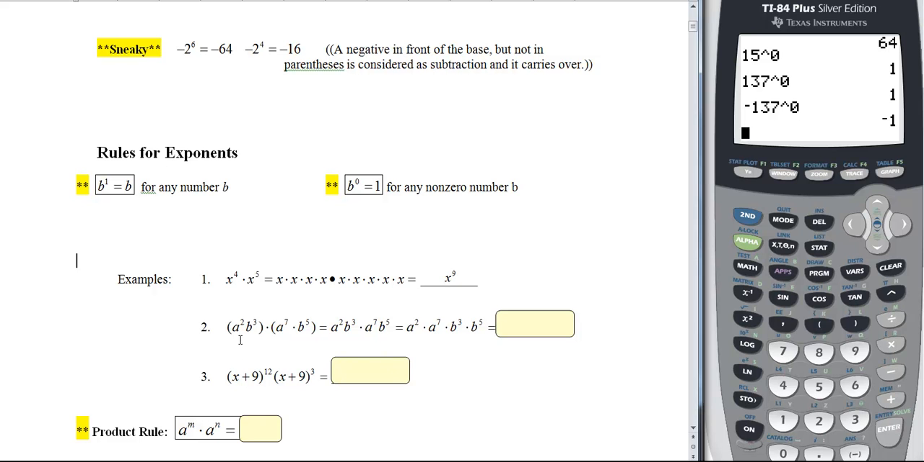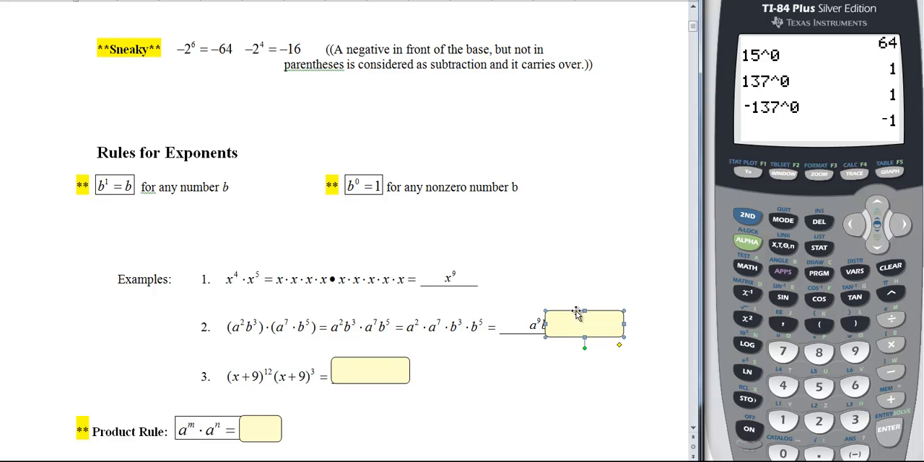In this one, I've got a squared b cubed times a to the 7th times b to the 5th. Got rid of parentheses. You really don't have to reorder them. Some people like to get their bases together, but it's up to you. Here I've got a squared. If I wrote it out, I'd have 2 of those, 7 of those. So in all, I would have how many of them?